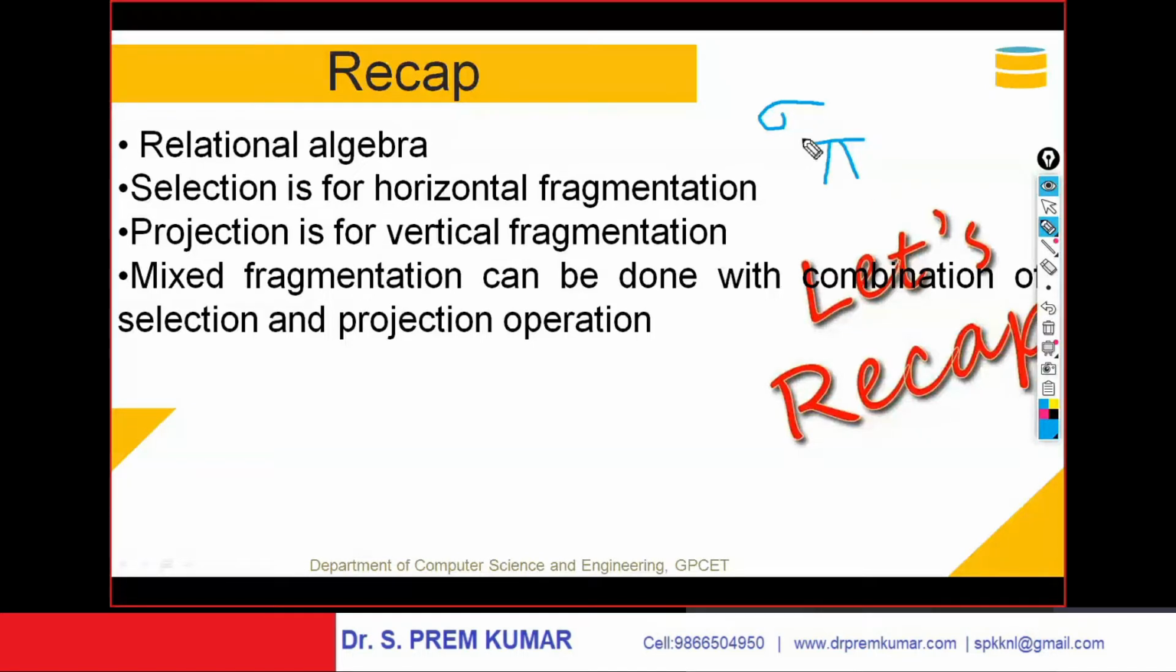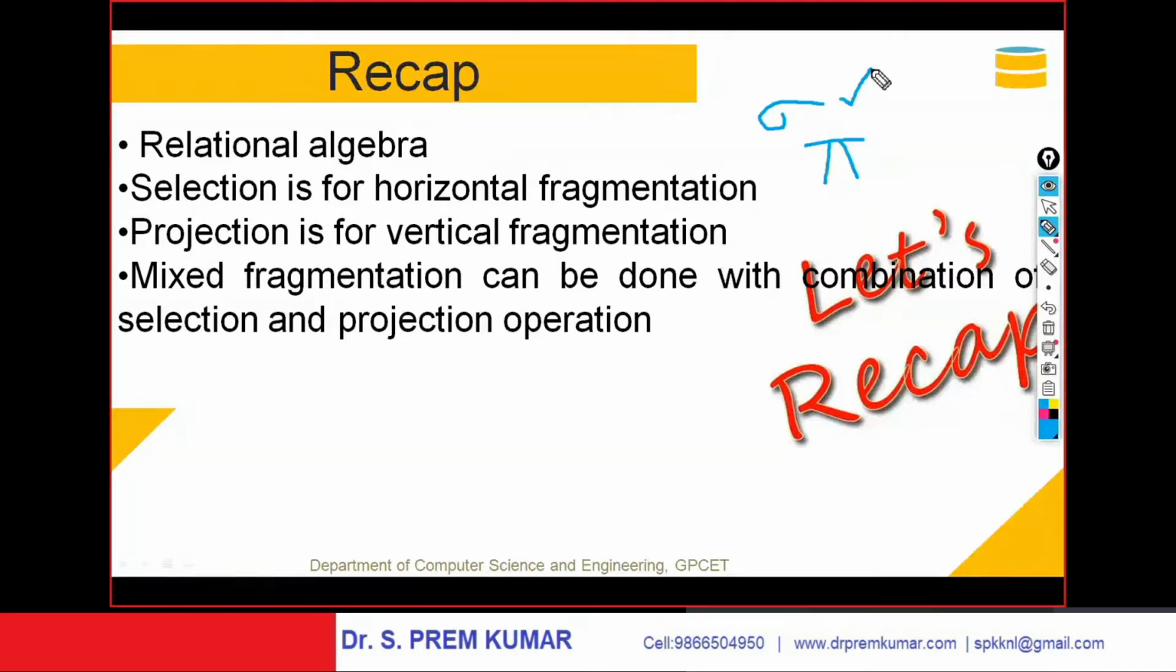Select is used for horizontal fragmentation. In order to get the selected rows, we use the selection operation. Suppose there are 1000 employees in an employee database. I am interested to see only employees who belong to department 10. You can select only those employees with the help of the selection operation. This is nothing but the sigma.